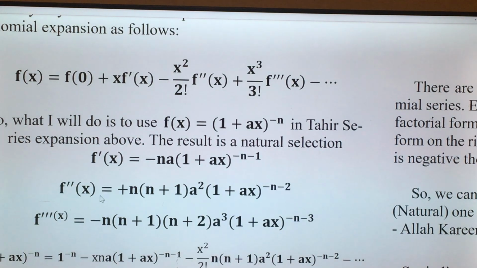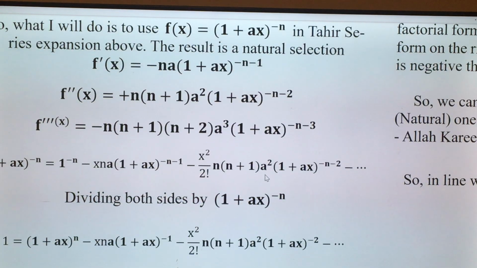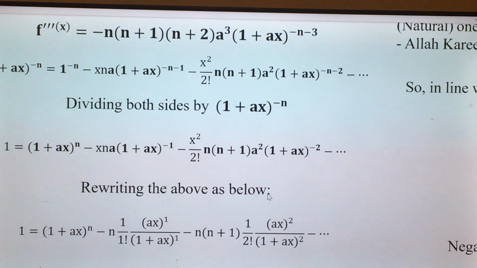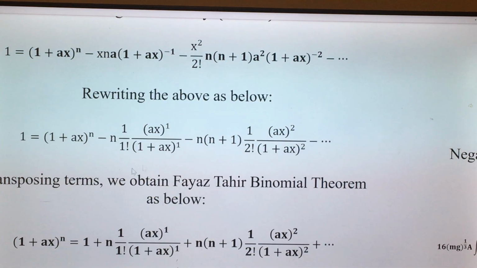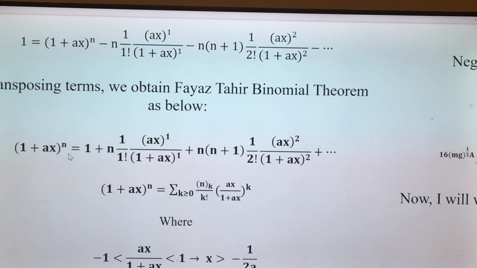f prime x, f double prime x, these are the derivatives. Okay, so we put them back here, dividing both sides by (1 plus ax) to the power minus 1. Get this, rewriting the above as below, so we get this. Transposing terms, we obtain the Fayaz-Tahir binomial theorem as below. This binomial theorem is not Umar Khayyam's binomial theorem, like the one you are already familiar with. This theorem is called the Fayaz-Tahir binomial theorem or Tahir binomial theorem. You must not have seen it before.